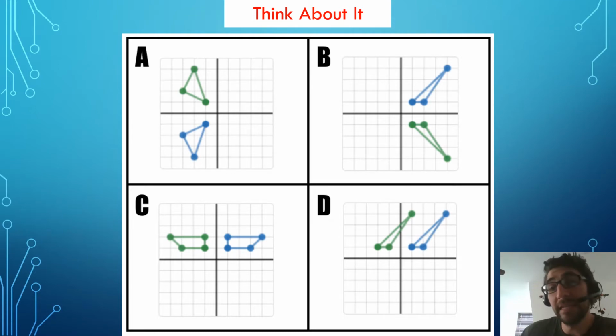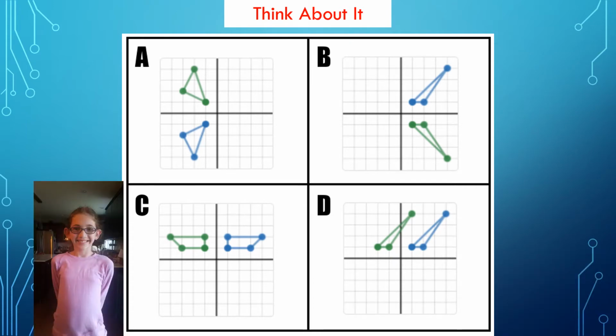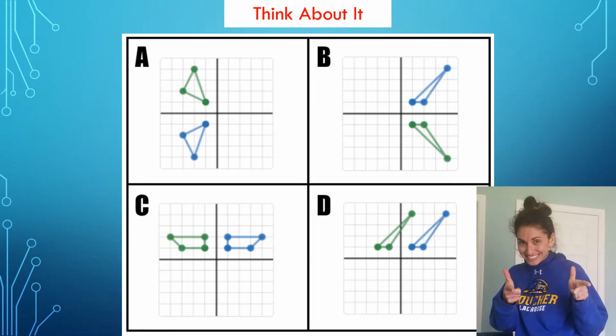I chose B, and the reason that I chose B is because it is the only picture that has a shape in the 4th quadrant. Let's see what my family had to say. Here was what Kayla thought. I chose C because C is the only one with quadrilaterals. Jacqueline chose D because she said it's the only one where there's not a reflection over an axis, and this is the only one that actually intersects with an axis.